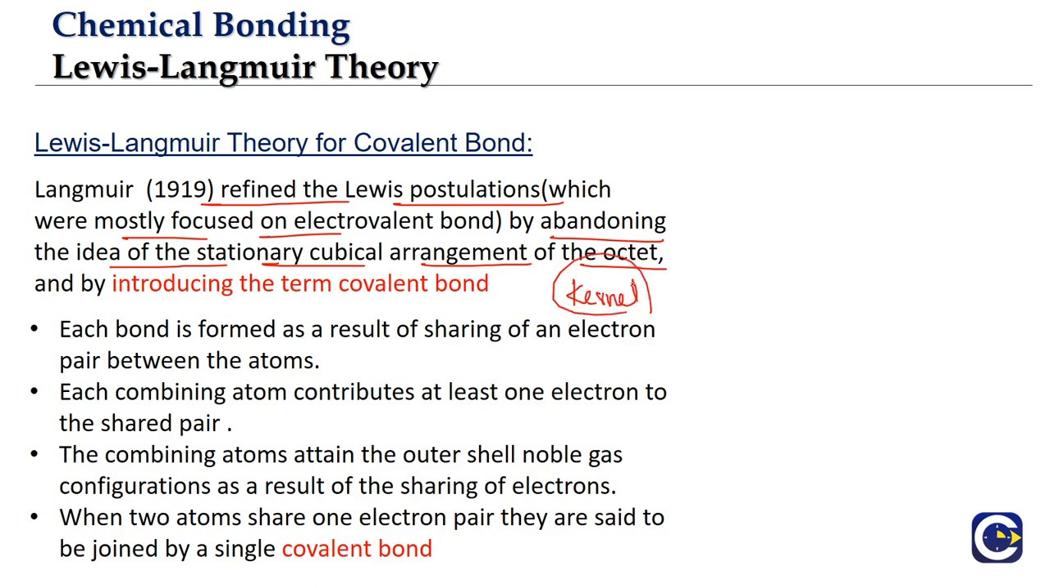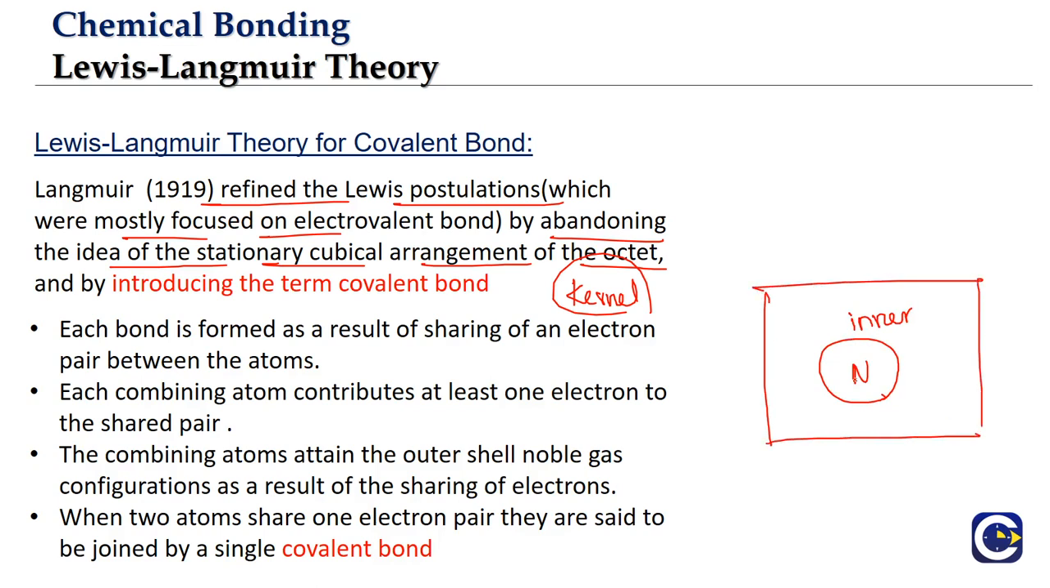So in the Lewis-Kossel approach, we have talked about the kernel. Kernel is basically the nucleus plus the inner electrons. That is what we call the kernel, and the outermost shell electrons, the maximum number that can be there is 8. They would occupy the corners. So the outermost electrons will be occupying the corners of the cube.